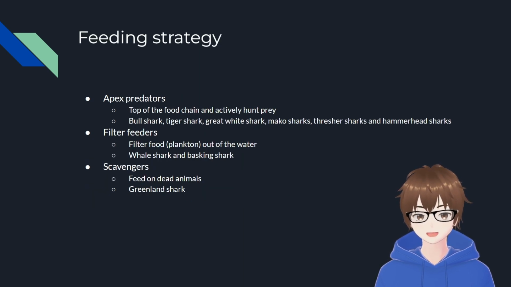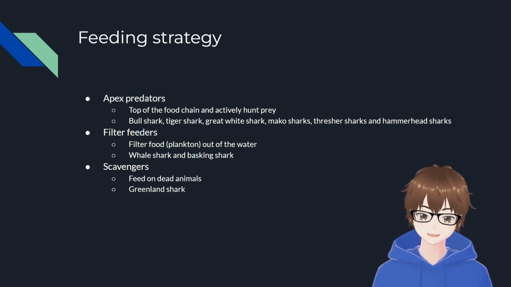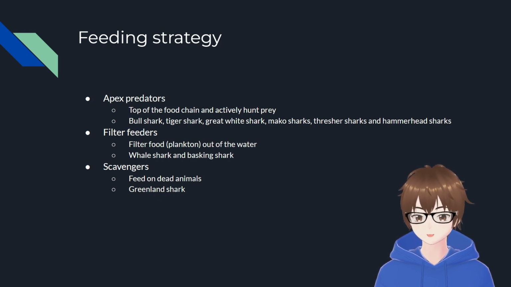So there are many, many different types of sharks, and they have different feeding strategies. The one feeding strategy that is most apparent in most sharks is being apex predators, at the top of the food chain, and actively hunting prey. These would be the bull sharks, tiger sharks, great white sharks, mako sharks, thresher sharks, and hammerhead sharks.